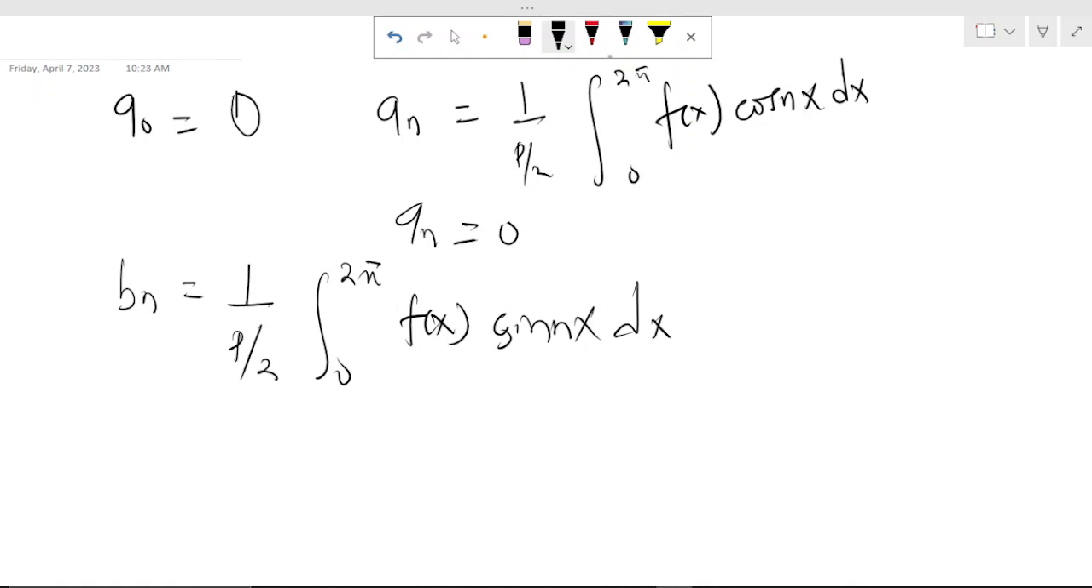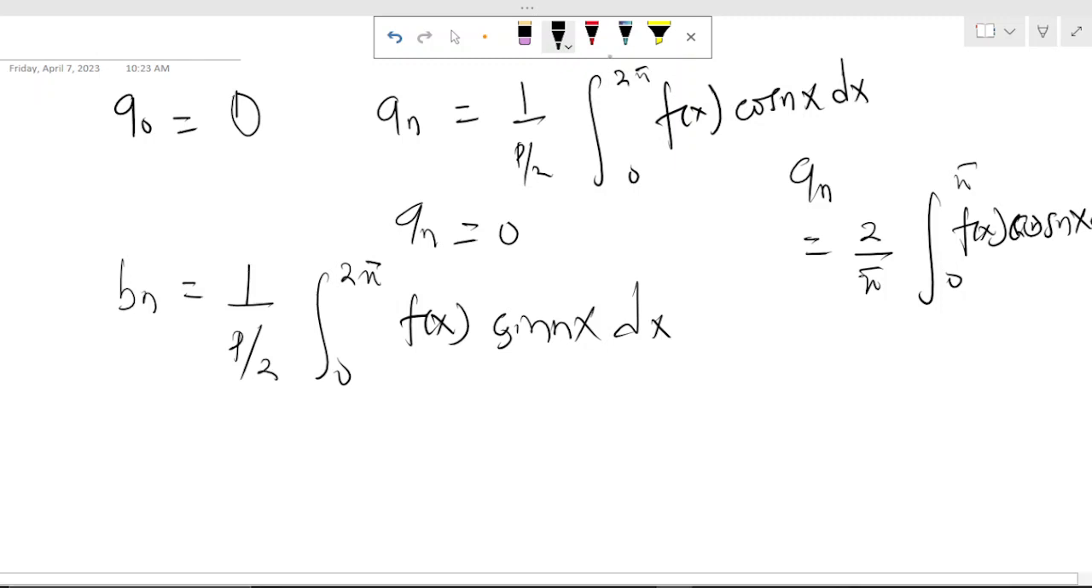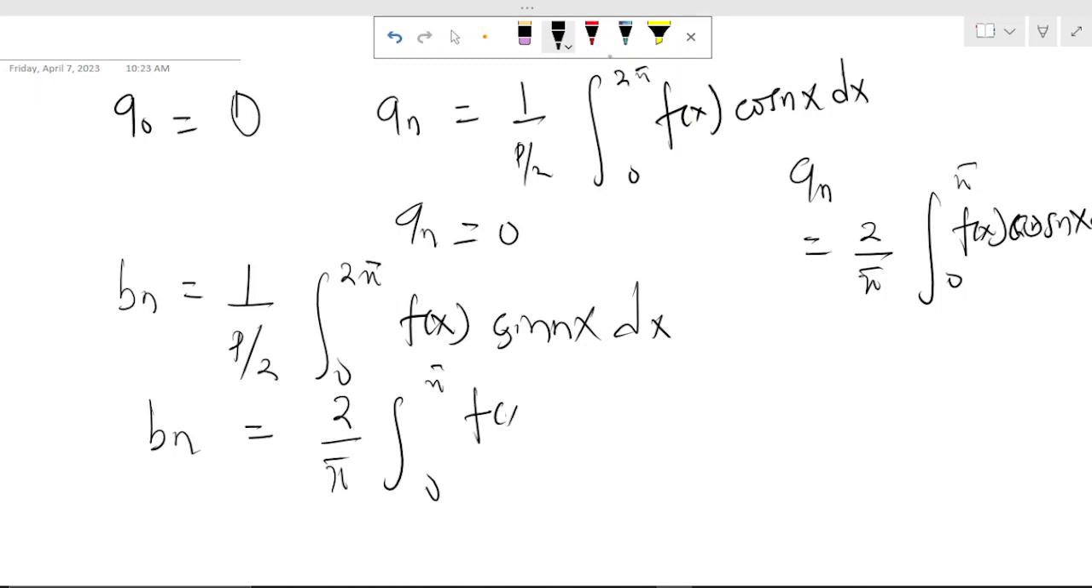So just like our an for the even function was 2 over pi, going from 0 to pi, f of x cos nx dx, our bn for the odd function also equals 2 over pi, going from 0 to pi, f of x sine nx dx. So that's all for today, guys. We have looked at functions defined in subranges. We have looked at even functions. We have looked at odd functions.